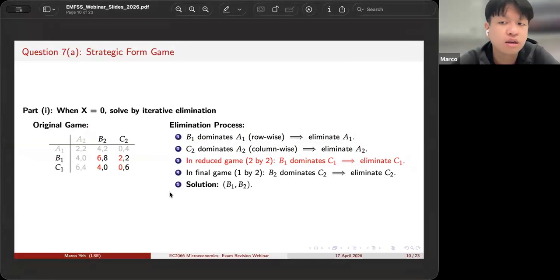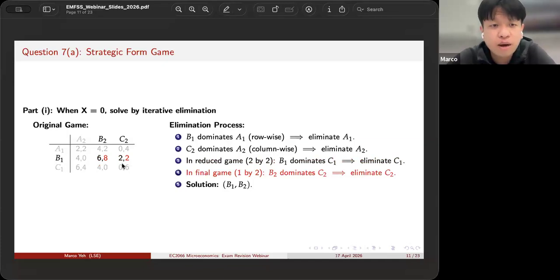Now it becomes a 2x2 matrix, and things get much easier. I do the investigation again from the perspective of player 1. I observe that player 1 will be happy to play B1 rather than C1, because 6 is greater than 4 and 2 is strictly greater than 0. So it makes no sense for player 1 to play C1. I eliminate C1, and now it becomes a 1x2 matrix. It looks easy, but let me do the elimination again.